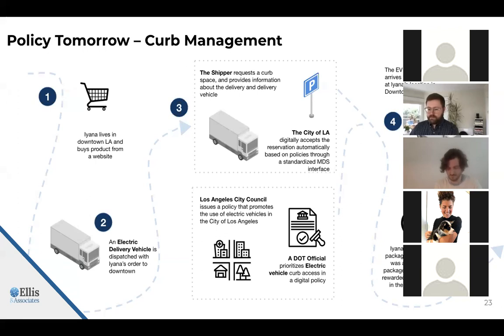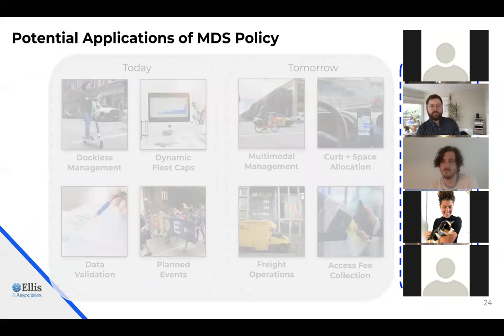It's predetermined. The outcome from this is that Ayana is obviously happy that her package arrived, but just as importantly, the city was able to promote use of green technology in this case, assuming that electric vehicles were green, and the freight operator was also able to be rewarded for that investment. So that's just one example. There are hundreds and thousands of other ones that have yet to be discovered. But this also has implications in the future as well, and I'll quickly go over it.